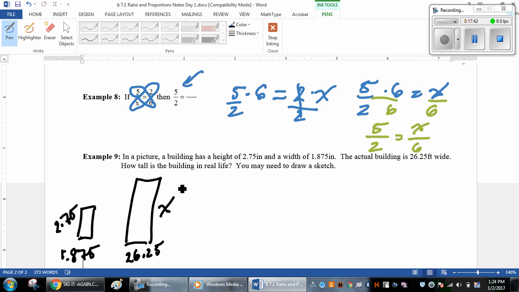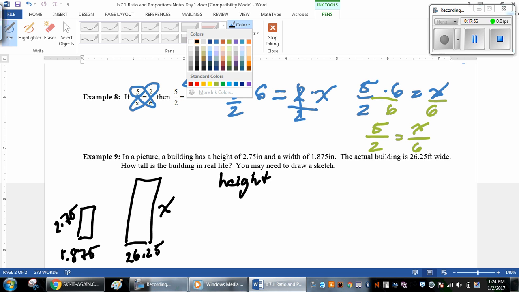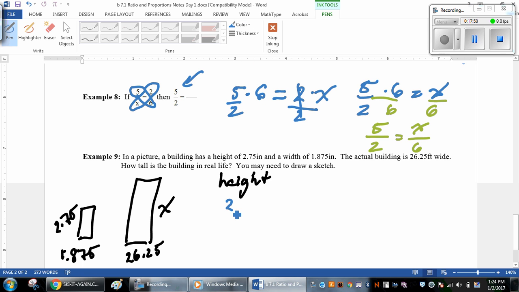Now what we're going to do is set up a proportion with corresponding parts. I'm going to set up a ratio first using height. I'll start with the small building. I'm going to take the height of the small building, 2.75, and then the height of the actual building, which I don't know. So that's x. The small building is the one in our picture, so that goes on the top, and the bottom is actual. What's important is that we always line these up. So now when we make our proportion, we set it equal to.